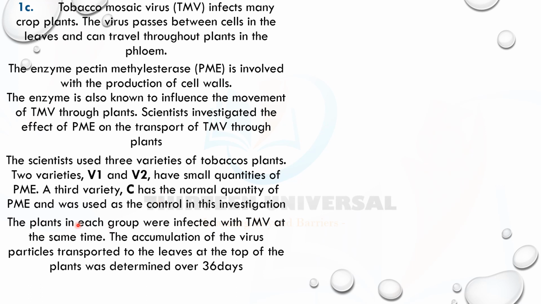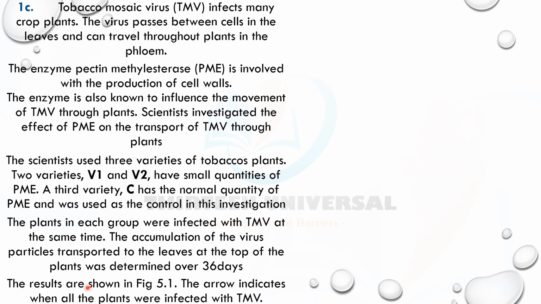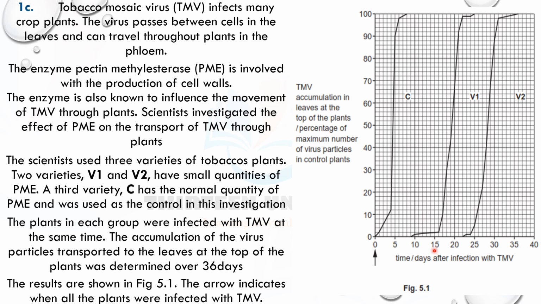All right, the next one says the plants in each group were infected with tobacco mosaic virus at the same time. The accumulation of the virus particles transported to the leaves at the top of the plant was determined over 336 days. The results are shown in Fig 5.1. The arrows indicate when all the plants were infected with tobacco mosaic virus. Guys, this is it. Whenever you're dealing with a graph, check the x-axis. Whatever the independent variable is affects what is on the y-axis. So time, or days after infection with TMV, is affecting the TMV accumulation in the leaves at the top of the plant, as a percentage of the maximum number of virus particles in the control. That's the percentage.